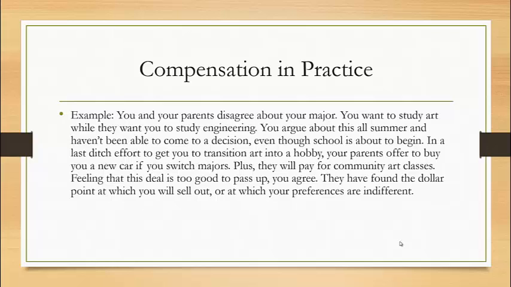In economics, we typically say that everybody has an indifference point. It just might be out of the range of what someone could actually afford to pay. So maybe if your parents said, well, I'll give you $1 million, you would change, but they're obviously not going to give you $1 million.